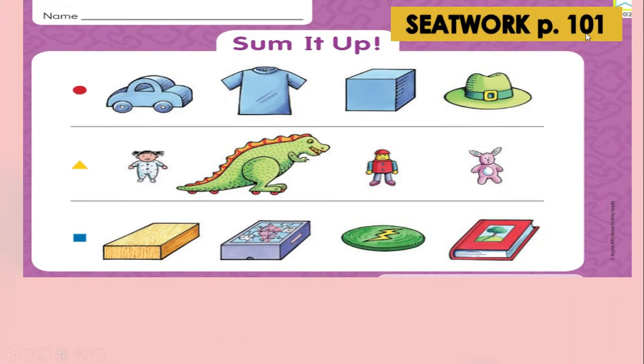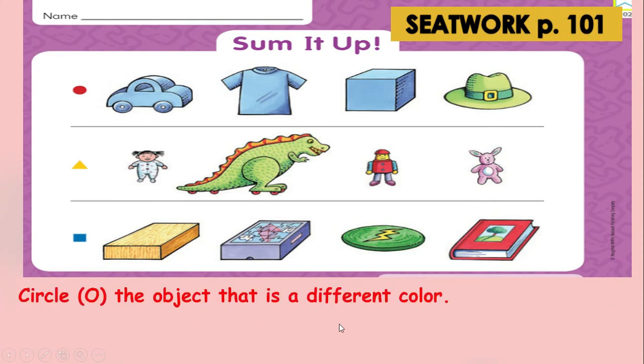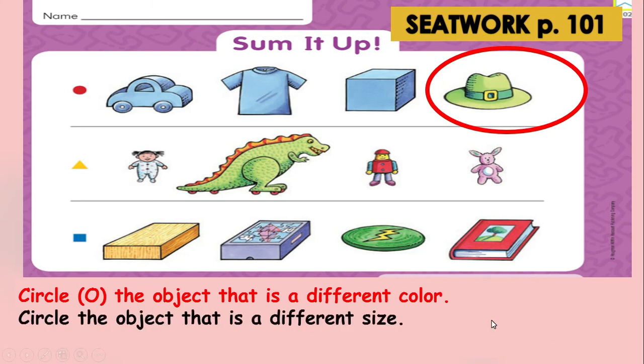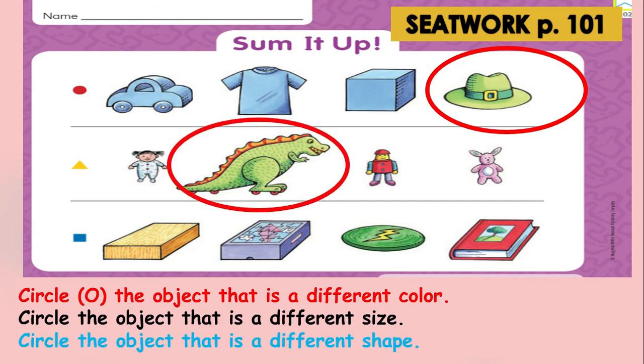Next, on page 102, take note of this page. It should be 102. Okay, number 1, circle the object that is different in color. Hat is different among the group because it is the only green. Next, circle the object that is different in size. Dinosaur is different among the group because it is the heaviest or biggest. Next, circle the object that is different in shape. Very good. The circled thing here is different among the group because the other examples are rectangle shapes.